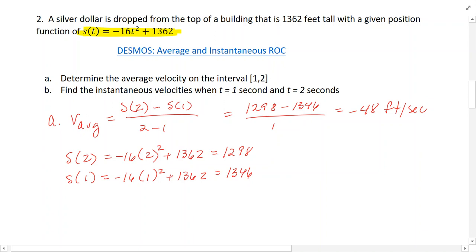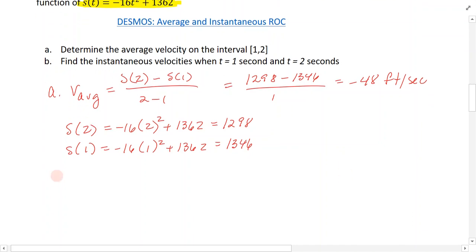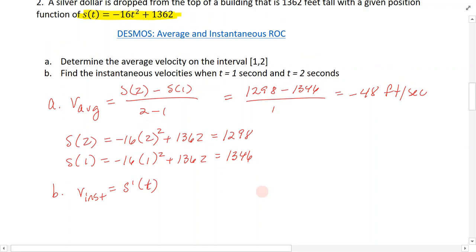Okay, that's the average velocity. Instantaneous velocity is going to be the derivative of the position function. So the derivative of that position function up there says that it's going to be -32t. Now, we want to know what is the instantaneous velocity at time equal to 1, and what is the instantaneous velocity at time equal to 2.